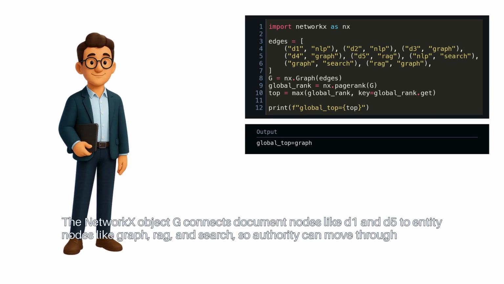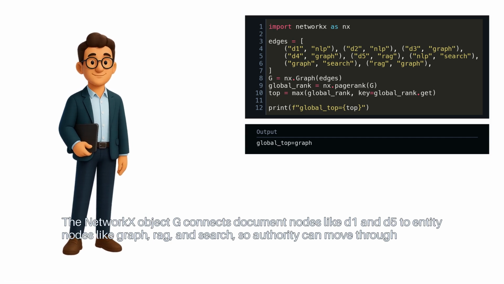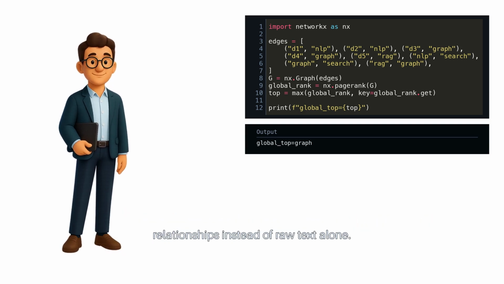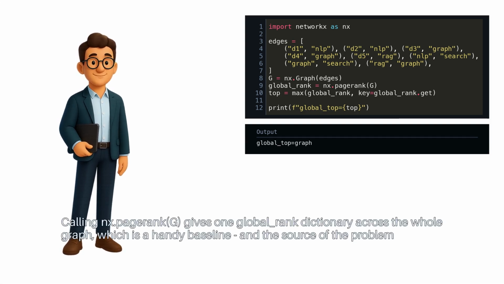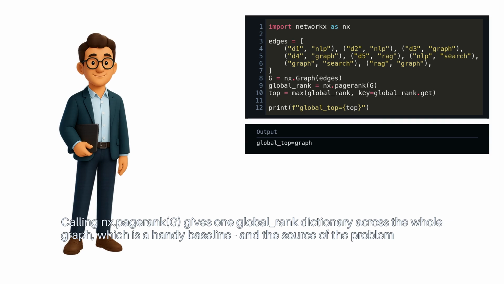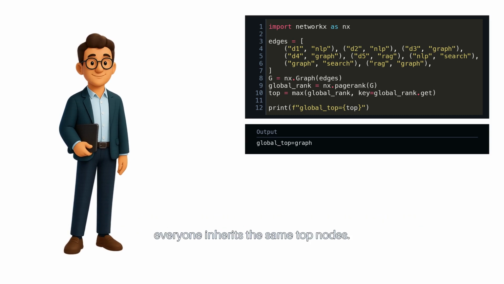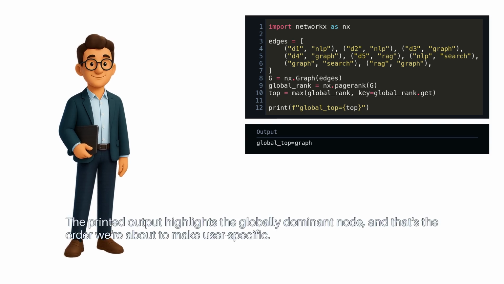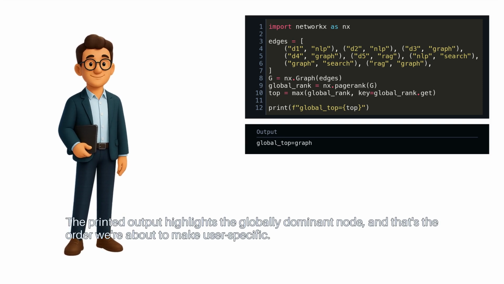The NetworkX object G connects document nodes like D1 and D5 to entity nodes like graph, rag, and search, so authority can move through relationships instead of raw text alone. Calling nx.pagerank gives one global rank dictionary across the whole graph, which is a handy baseline and the source of the problem. Everyone inherits the same top nodes. The printed output highlights the globally dominant node, and that's the order we're about to make user-specific.